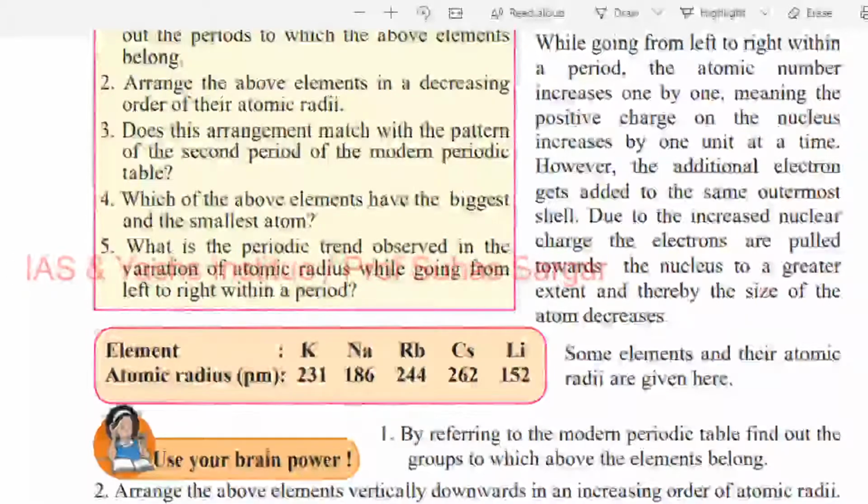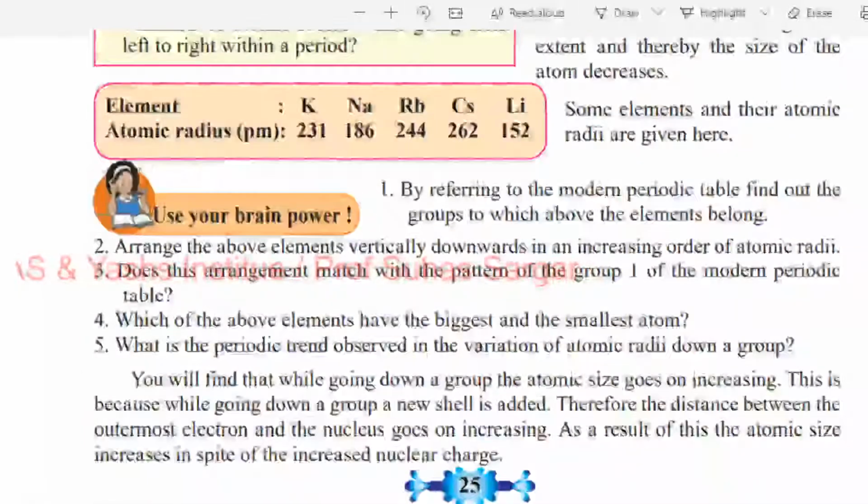Just now we listened. Now the next is use your brain power. Some questions for you. By referring to the modern periodic table, find out the groups to which the above elements belong. Arrange the above elements vertically downward in an increasing order of atomic radii. Does this arrangement match with the pattern of group 1 of the modern periodic table? Which of the above elements have the biggest and the smallest atom?